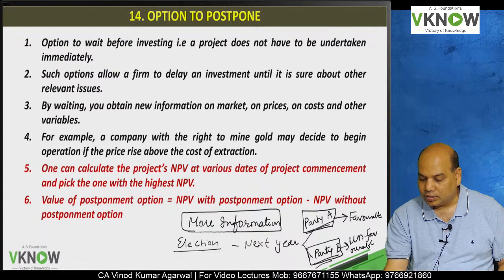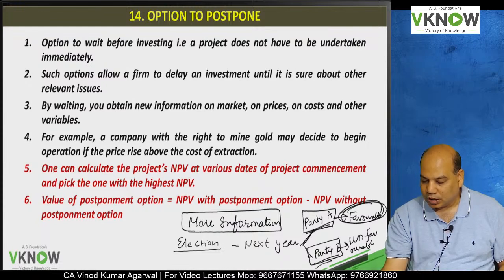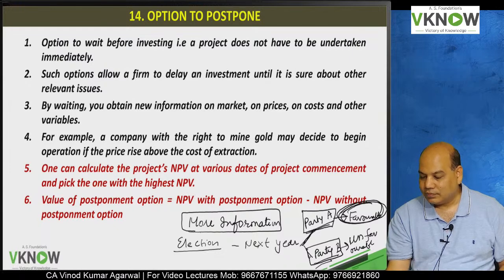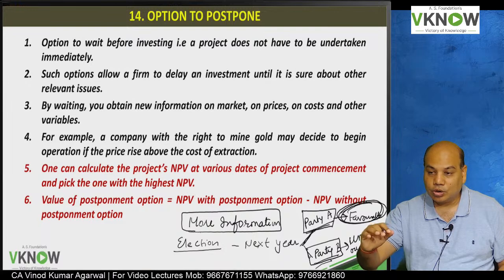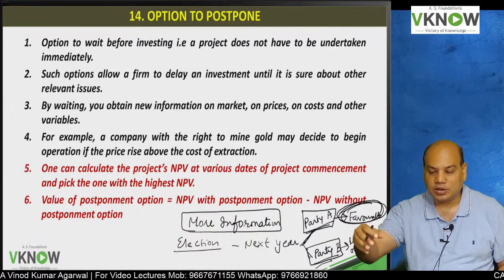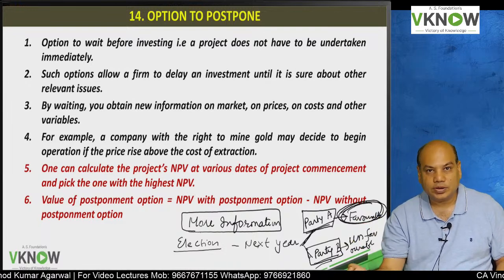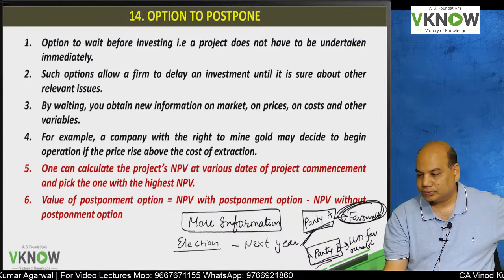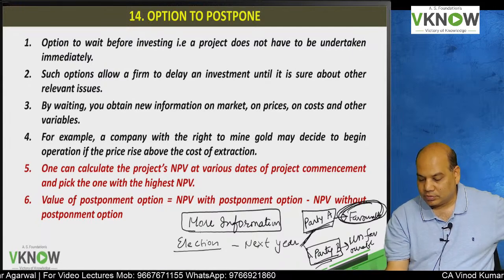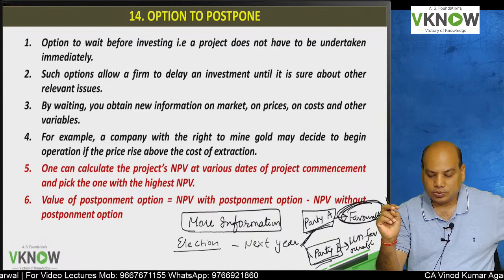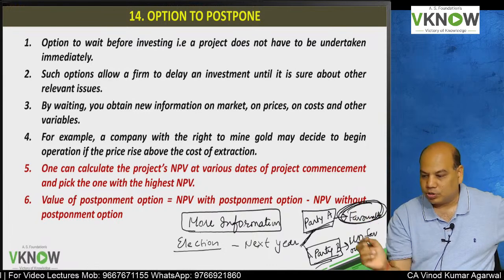So if I wait for 1 year, I will have clarity whether Party A or Party B has come to power, and accordingly I can take a more informed decision. But for that I have to wait. And there is a cost of waiting, that is called value of postponement option.